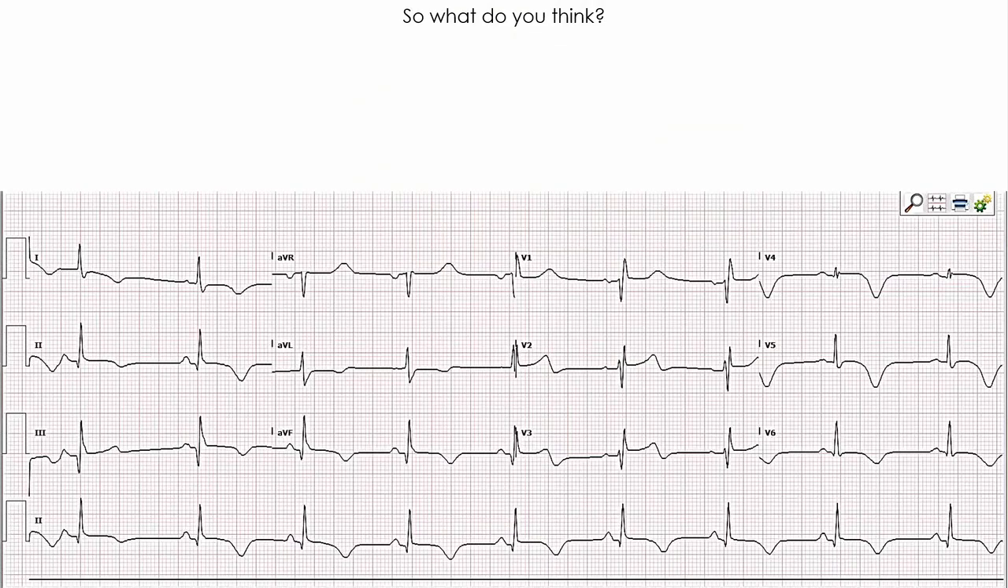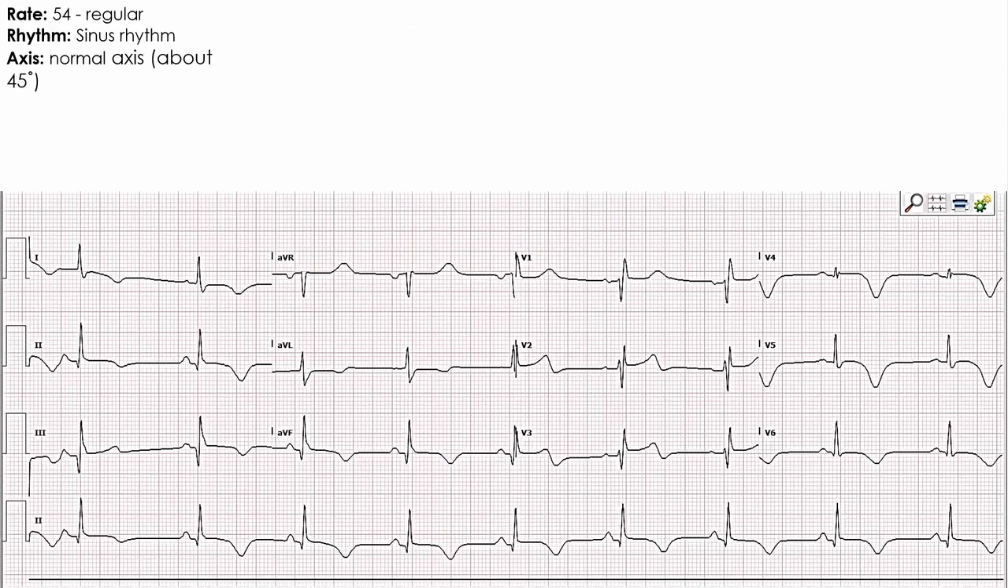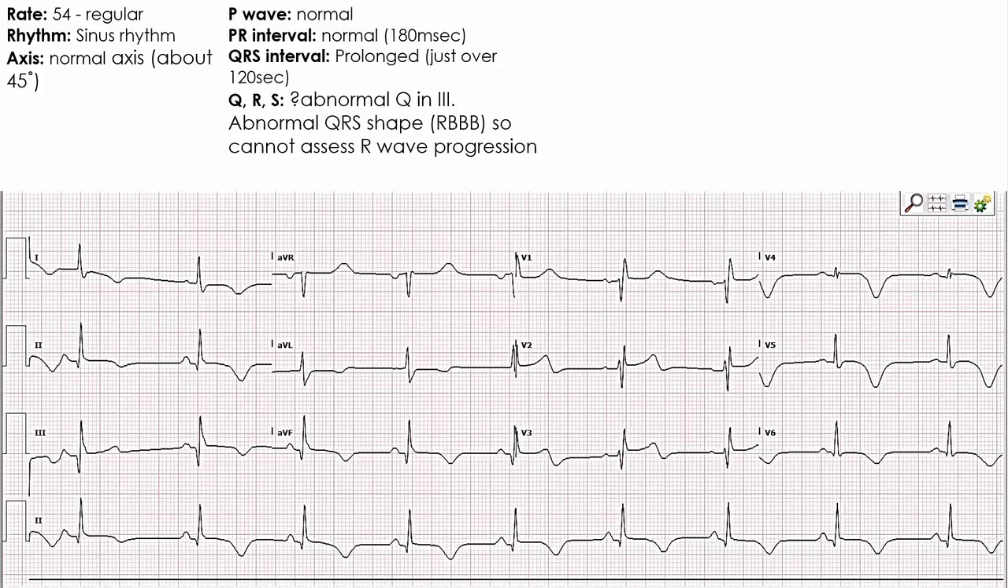So, one last look at this ECG we've been working through the whole time. Going through it systematically: rate 54, it's regular, it's sinus rhythm, the axis is normal at about 45 degrees. The P waves look normal, the PR interval is normal at 180 milliseconds. The QRS complex is borderline, but I must have decided it was a little bit prolonged, though in reality it's right on the border. The QRS complexes are abnormal in shape. There's an abnormal Q wave in lead 3. There's an RSR pattern, so this is the right bundle branch block pattern.